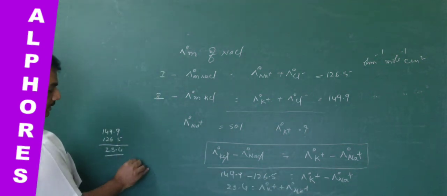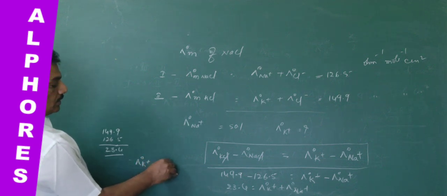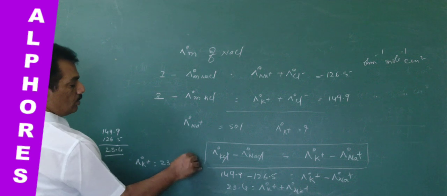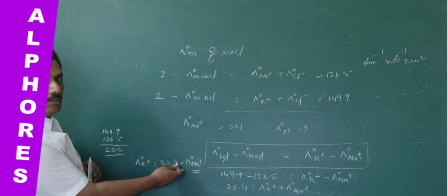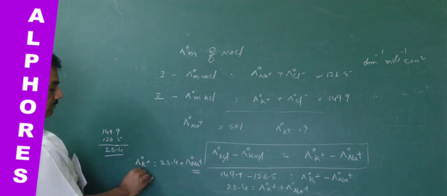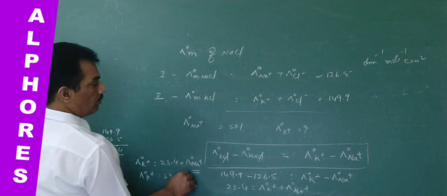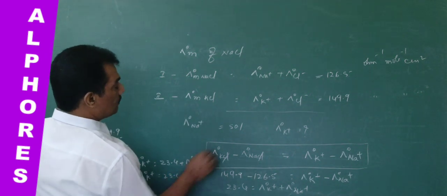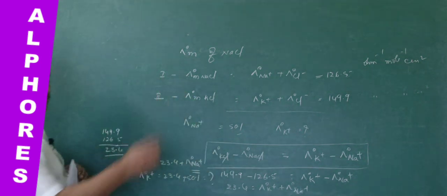And now to get that, lambda naught K plus is equal to 23.4 plus lambda naught Na plus. But this is given, it is already provided. So substitute that value: K plus is equal to 23.4 plus, what is the value given for that? 50.1. You will get the answer.